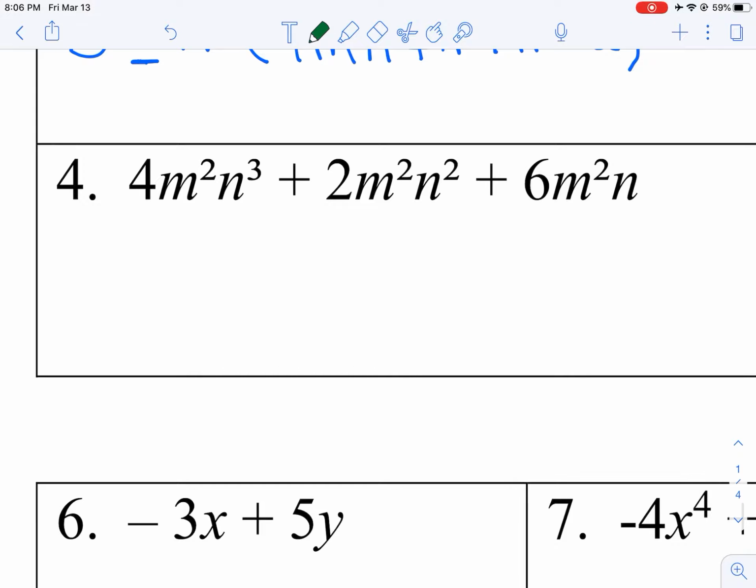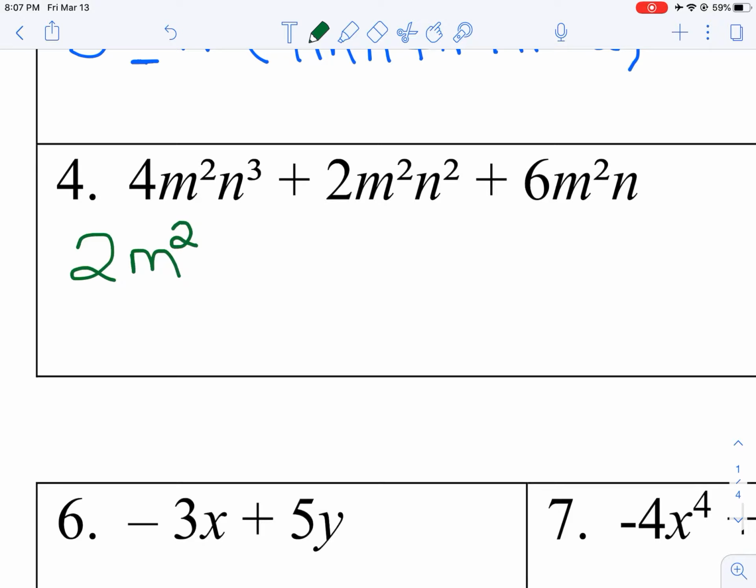So first things first, what's in common? If you look at the coefficients, we have a 2 in common because 2 goes into 4, 2, and 6. Then, do they all have an m? They do have an m. Now, what's really fun about this one is how many m's do each one of them have? They have an m squared on each one of them.